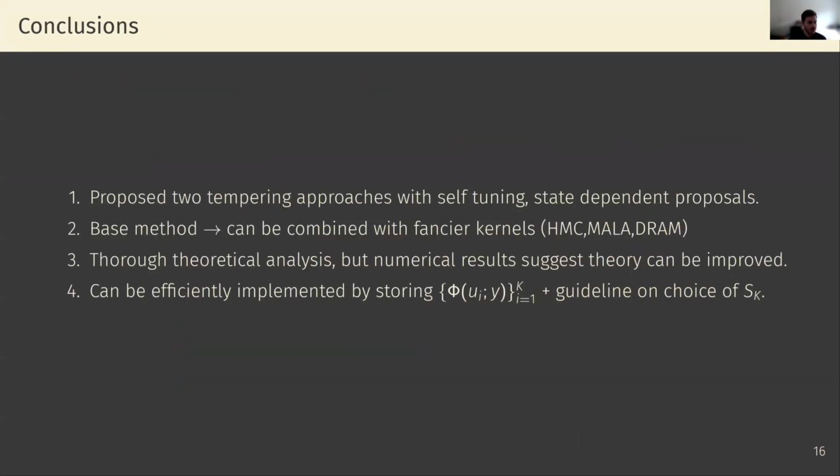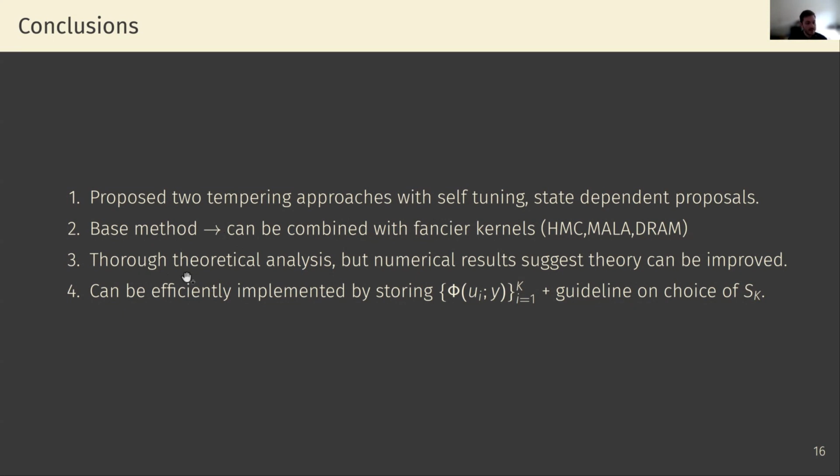Okay, so some conclusions, and to summarize, we propose 2 tempering approaches that can be understood as having self-tuning state-dependent proposals. Again, all of these methods are constructed on top of a base method, so they can be combined with fancier Markov transition kernels, such as Hamiltonian Monte Carlo, MALA, DRAM, whatever. We presented, at least in the paper, a very thorough theoretical analysis. However, our numerical results suggest that theory can be improved, in the sense that we still haven't captured the fact that experimentally this is much more efficient.